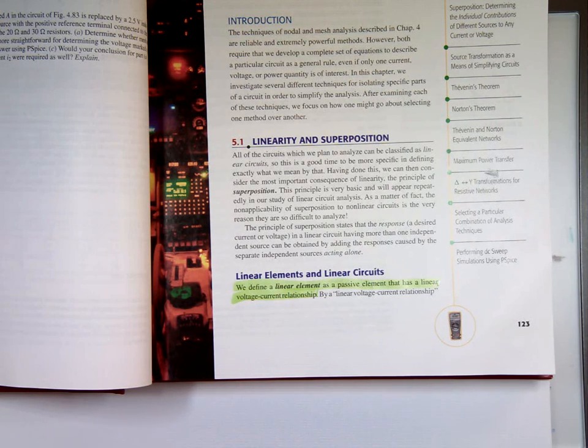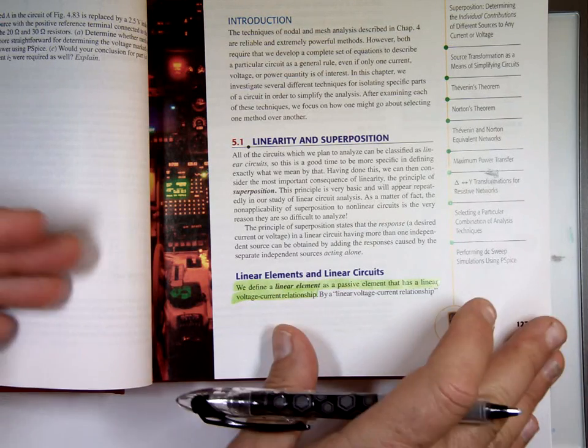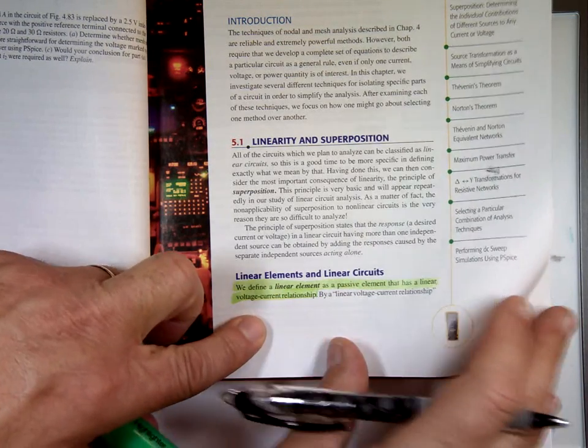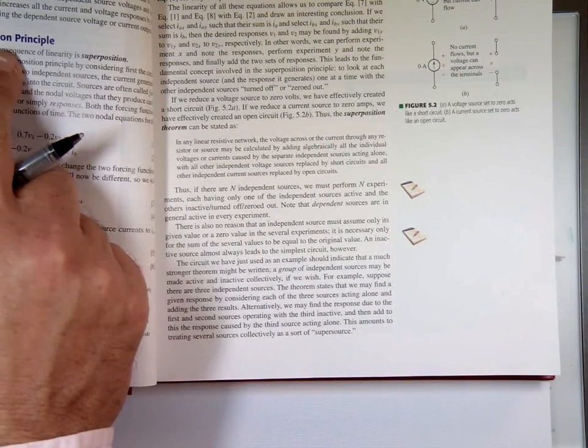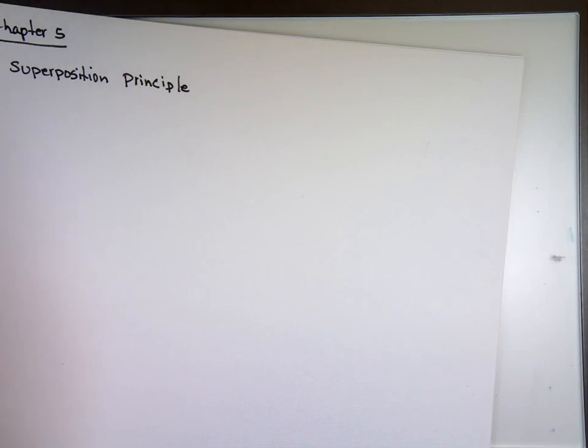For example, if you take a transistor, you'll find the voltage versus the current is not a straight line. So what we're going to be dealing with are linear elements. If your circuit is linear, that means we can apply the principle of superposition. So what is superposition? If we have this example.